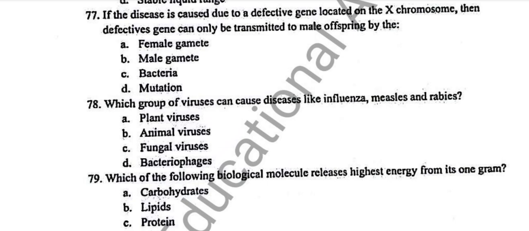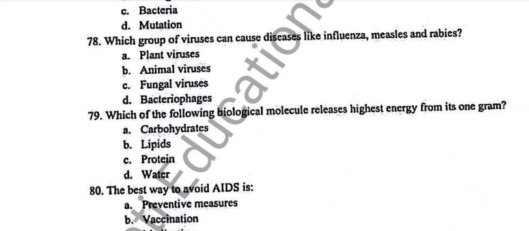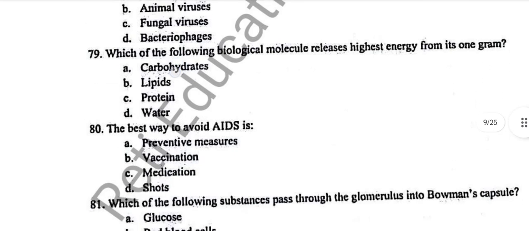Question number 79. Which of the following biological molecules releases highest energy from its 1 gram? A. Carbohydrates. B. Lipids. C. Proteins. D. Water. And the correct option is B. Lipids. Lipids yield 9 calories per gram, highest among biomolecules. Carbohydrates only 4, proteins only 4, water no energy.